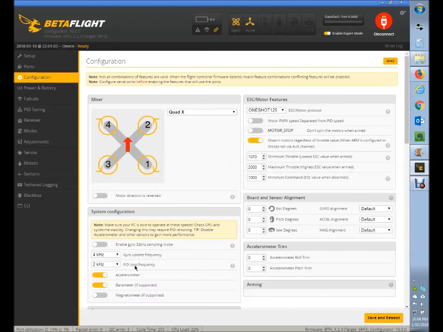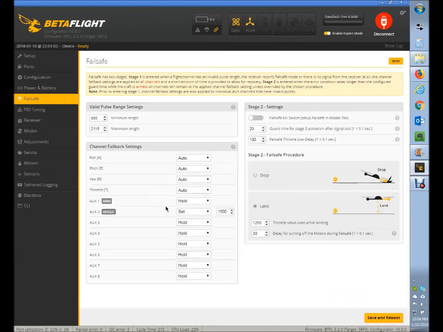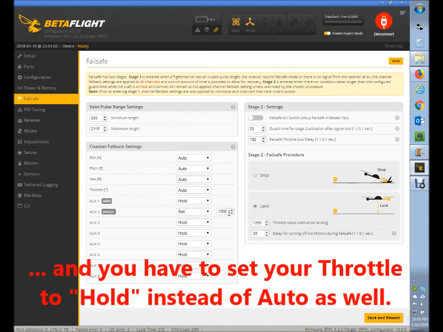The downside is you have to have your accelerometer turned on for that to have angle mode, so that does take up some processing power. So that's really the downside of it. But other than that, if you can spare some processor power to keep your accelerometer working, then it's really simple. In stage one, instead of using a hold value here, you would do that as a set and then set that pulse to be 1500, so it would automatically trigger your quad to go into angle mode when stage one failsafe initiates.